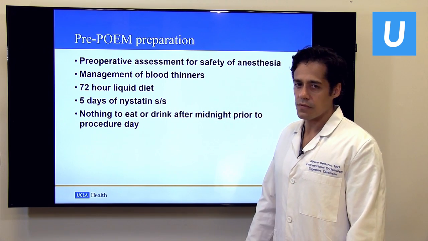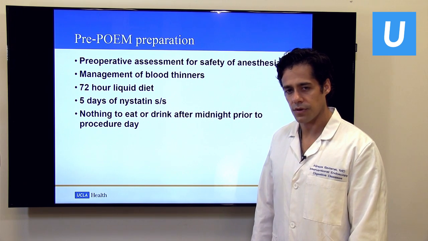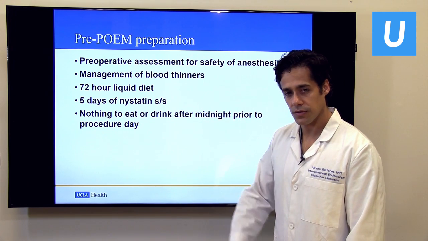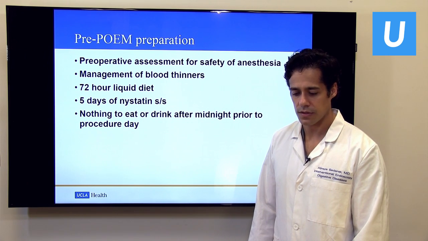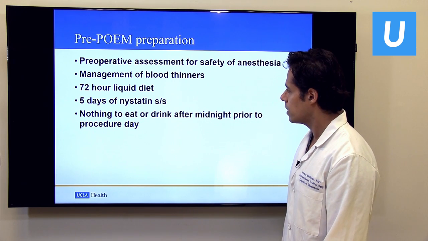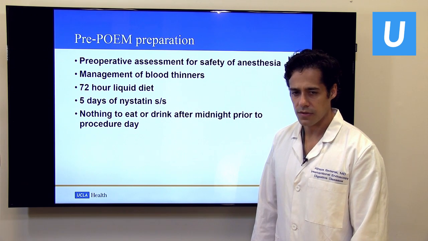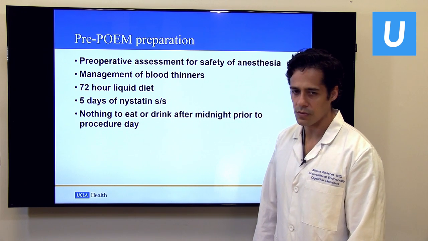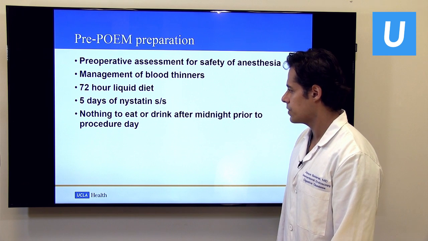So how do we prepare you for a POEM? Well, you come and you see me in the office, and I tell you all about it. We first decide if you're an appropriate candidate for all the reasons that I mentioned. And then we have to make sure that it's safe for you to undergo anesthesia. So a lot of what we do is a preoperative anesthesia assessment to make sure that we can safely anesthetize you in terms of your heart and lung health, et cetera. If you're on blood thinners, those need to be managed. Aspirin is probably okay. Other blood thinners probably need to be stopped if possible, and we'd have to work closely with your internist, cardiologist, neurologist, hematologist, whoever is managing.